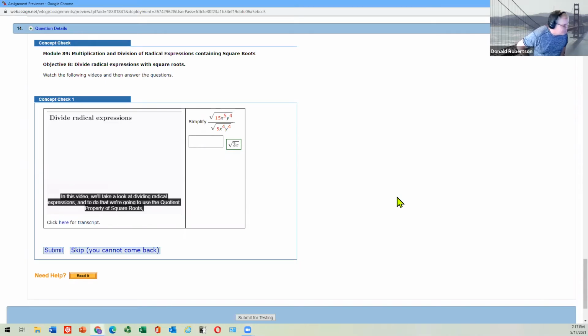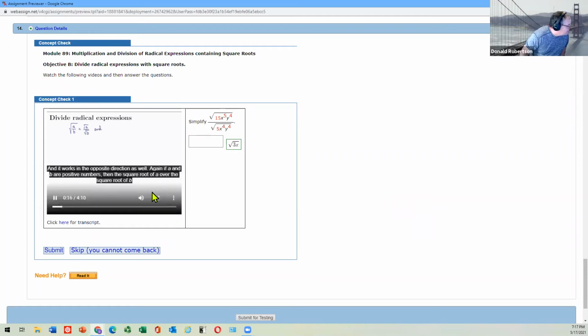In this video, we'll take a look at dividing radical expressions, and to do that, we're going to use the quotient property of square roots, which says that if a and b are positive numbers, then the square root of a over b can be written as the square root of a over the square root of b. And it works in the opposite direction as well.